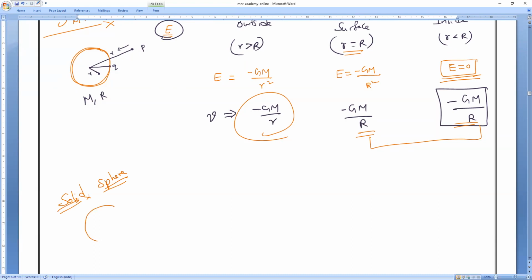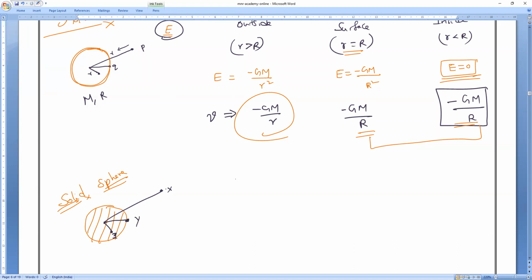Yes, sir. We all know the solid sphere also. For the solid sphere also you have taken 3 points. What are the 3 points? One is the outside point, let me take X. Another one is on the surface, let me take Y. And inside somewhere, let me take it as Z.